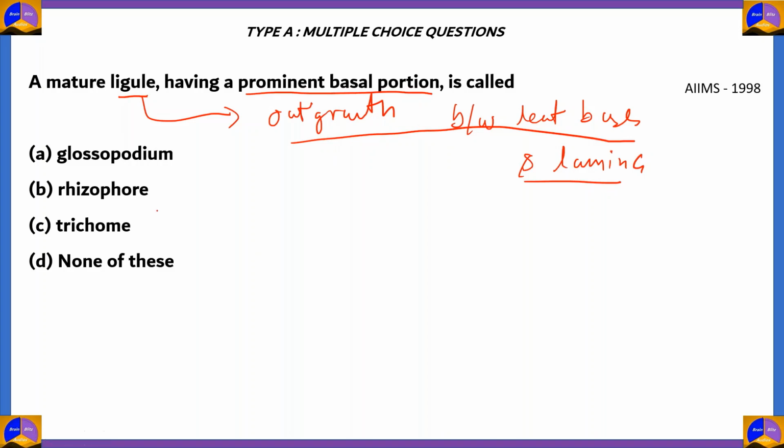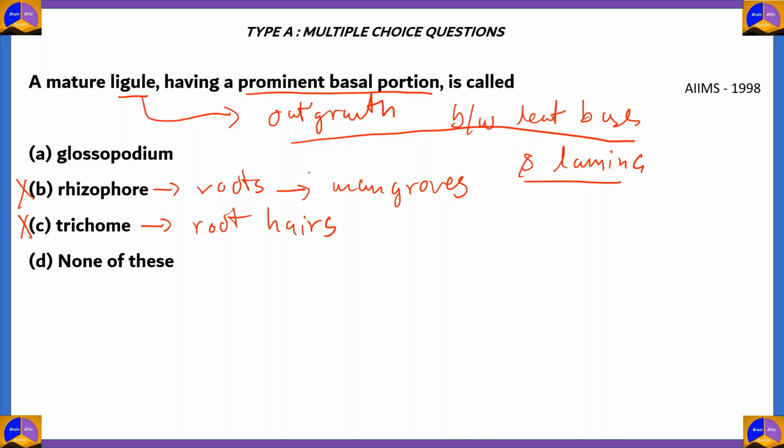Let's look at option B, rhizophore. This option is incorrect. Rhizophore refers to the roots that stick upwards and are found in mangroves. Option C, trichome, is also incorrect. Trichomes are root hairs. However, glossopodium refers to the outgrowth between leaf base and lamina. So option A is correct. So that makes option D incorrect, because glossopodium is the right answer.